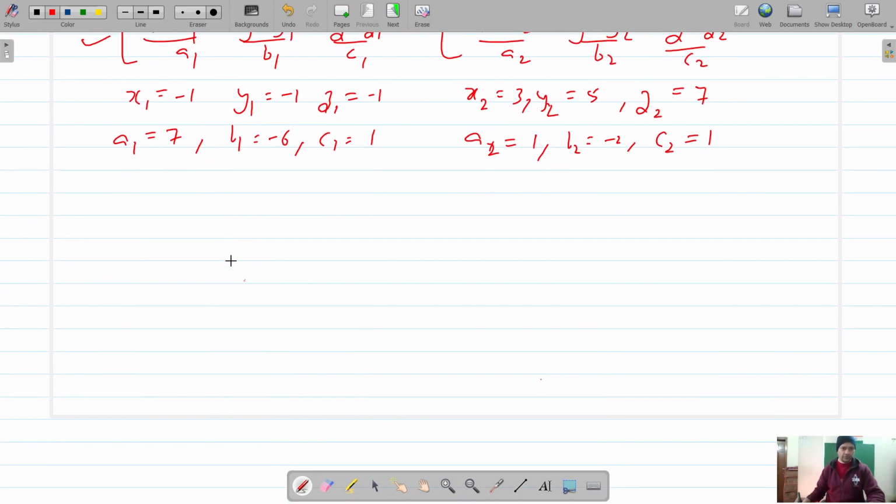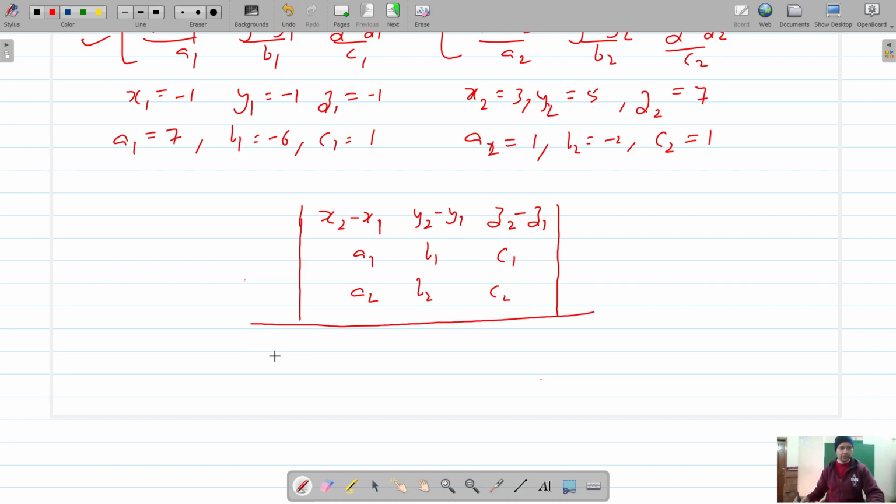Because we have to find the shortest distance between these lines in Cartesian form, the shortest distance is given by the determinant of x2 minus x1, y2 minus y1, z2 minus z1, then a1, b1, c1, and a2, b2, c2. We have to find the determinant for this.